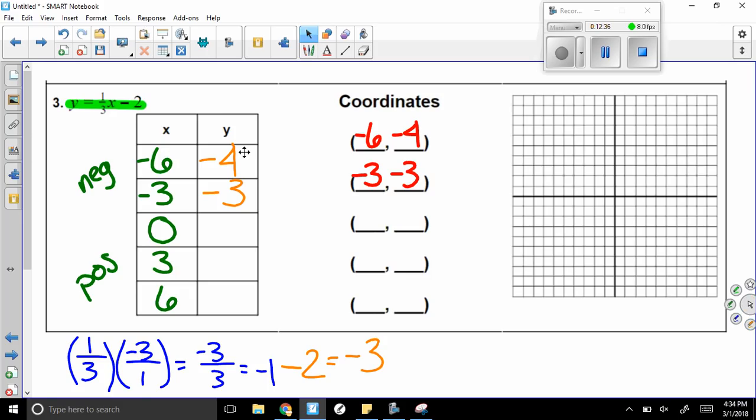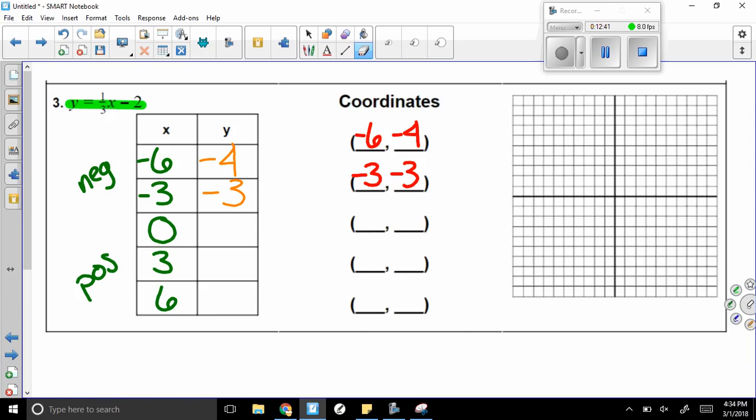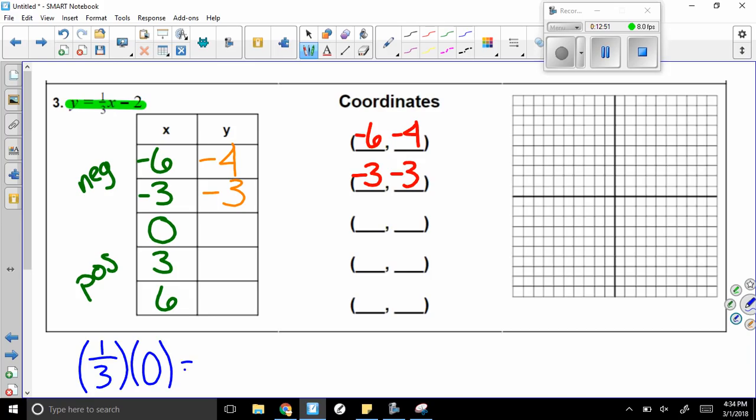Okay, we're going to do one more, and then we're going to let you do the last 2 since they're positive by yourself. 0 is really easy. 1/3 times 0. 0 can't be a fraction. Any number times 0 is 0. And 0 minus 2 is a -2. So 0 and -2 are the next coordinates.